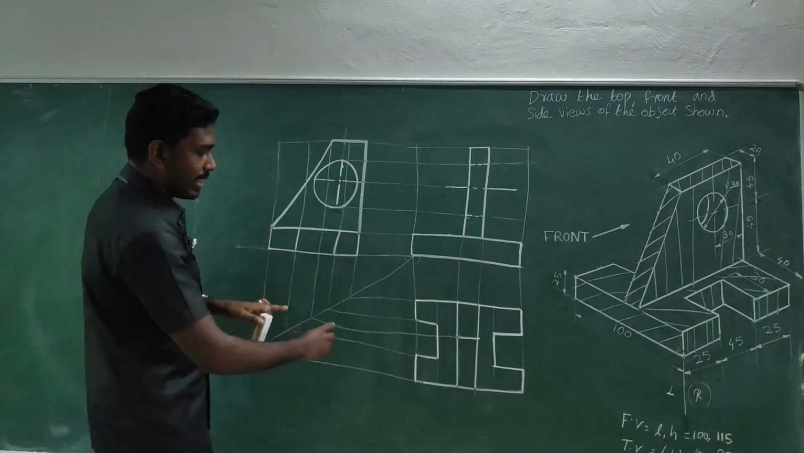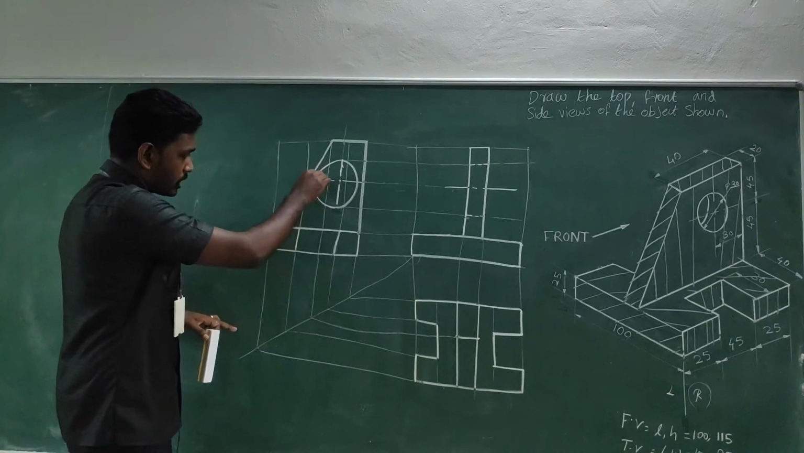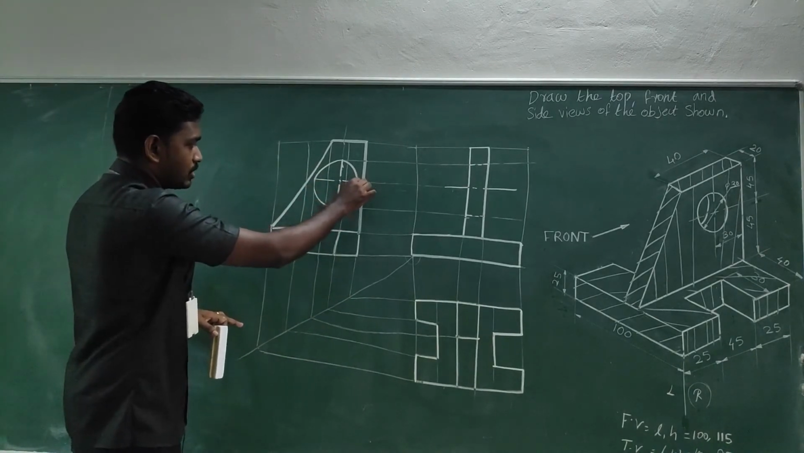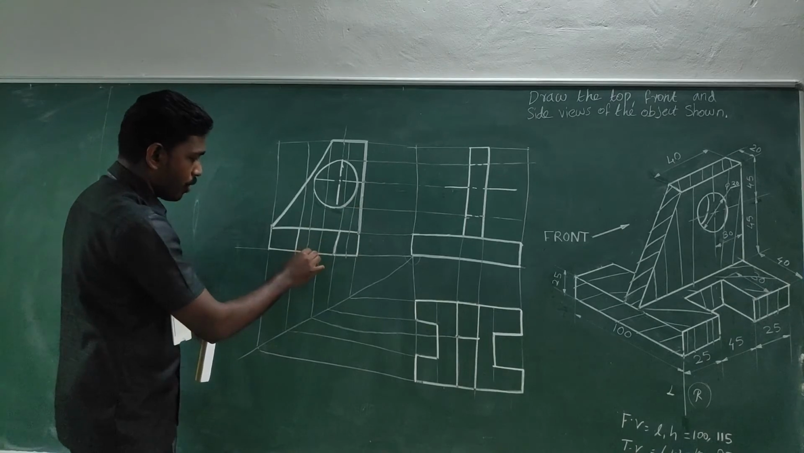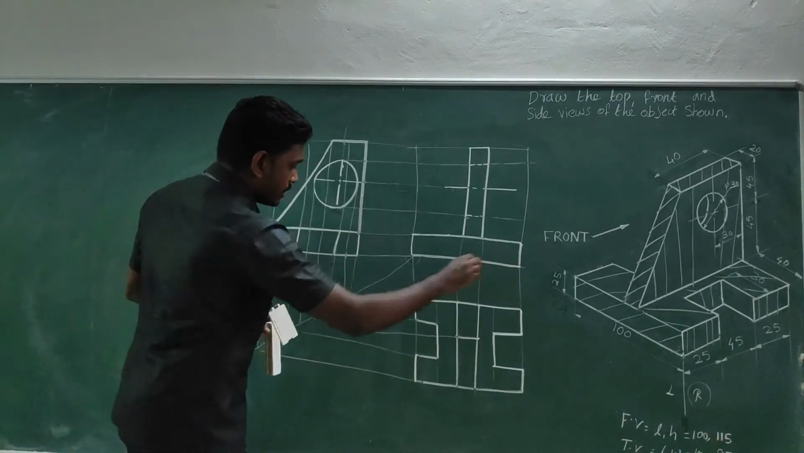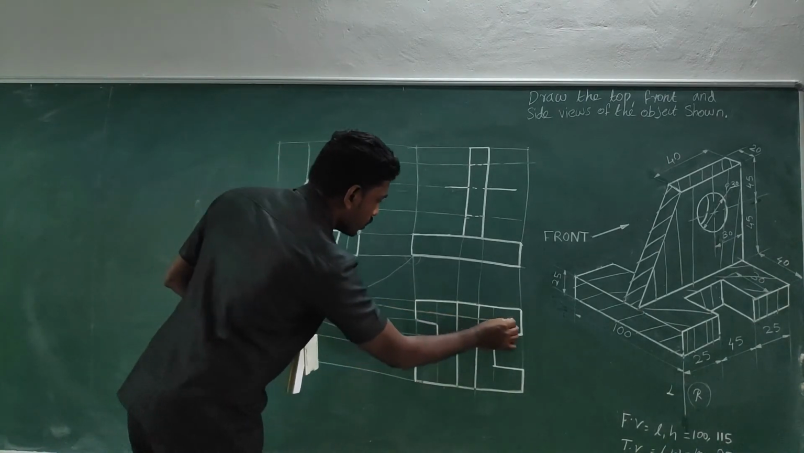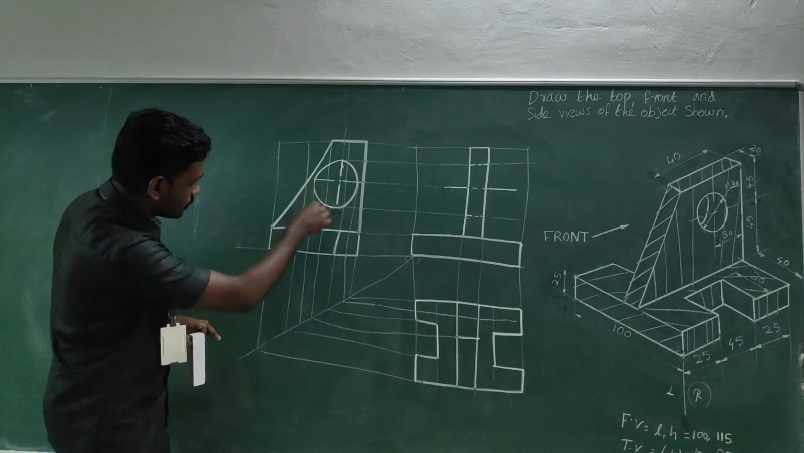The same thing will be captured in the top view as well, the hidden feature. So take the projector from the extreme point like this to the inclined line, and take a horizontal to the top view. So it goes like this.